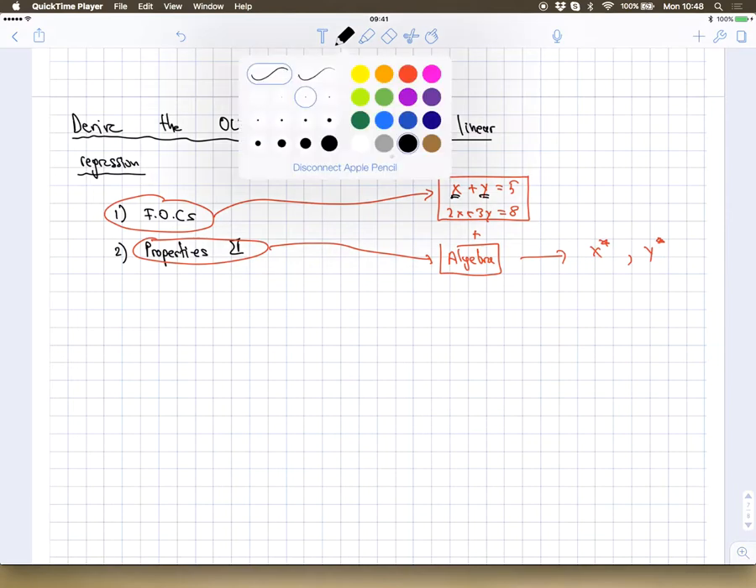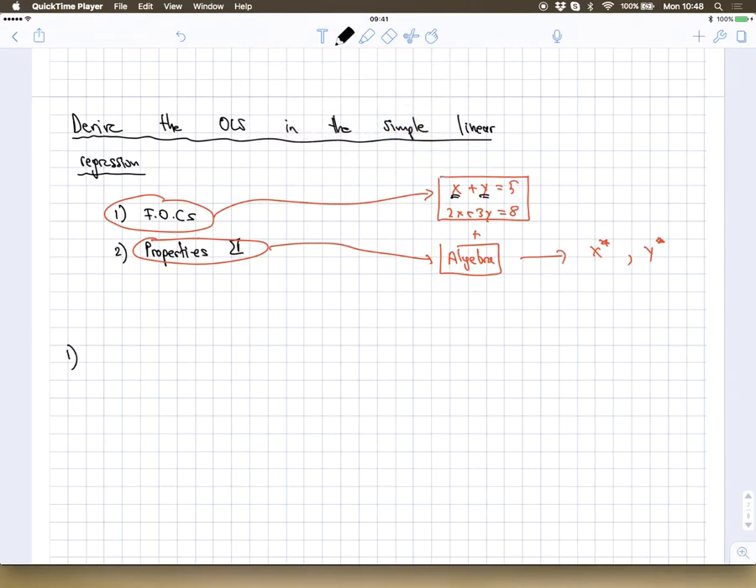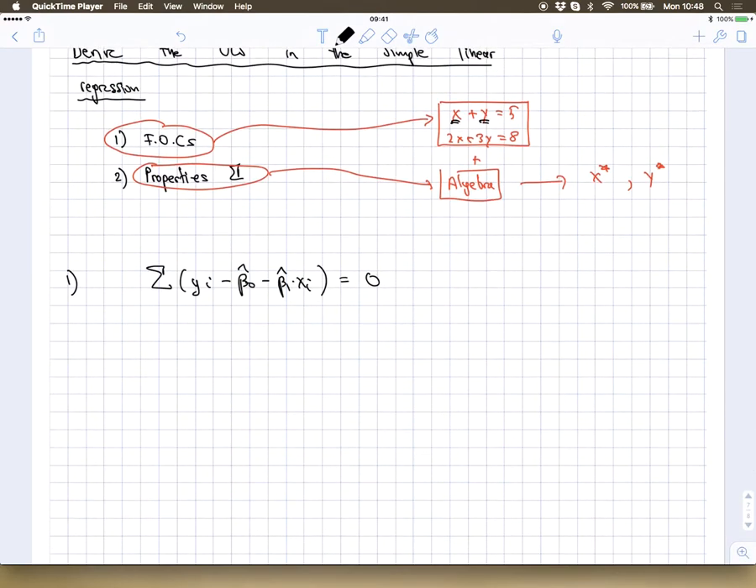So from the first order condition, which I've derived in a previous video, what you have is this: the sum of yi minus beta 0 hat minus beta 1 hat times xi must equal 0, right? That's one of the first order conditions. It has a minus 2 in front of it, but I'm not going to be bothered with it, right? What's the second one? The second one says that the sum of xi times yi minus beta 0 hat minus beta 1 hat times xi is also equal to 0, okay?